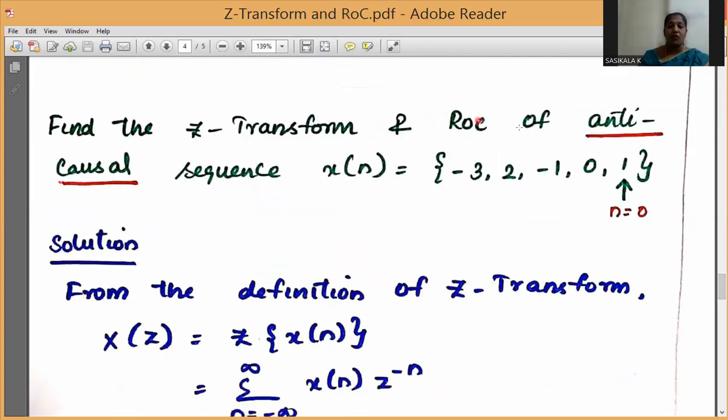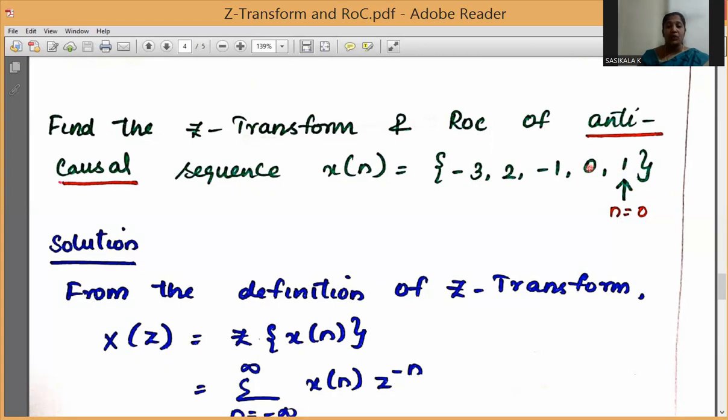Find the Z transform and ROC of an anti-causal sequence. In the previous problem, we have seen a causal sequence or right-handed sequence. Here we'll be seeing an anti-causal sequence. See here, x of n is equal to minus 3, 2, minus 1, 0, 1. And here the arrow mark is indicated for this one. Whenever we have an arrow mark, it is understood that this is n is equal to 0.